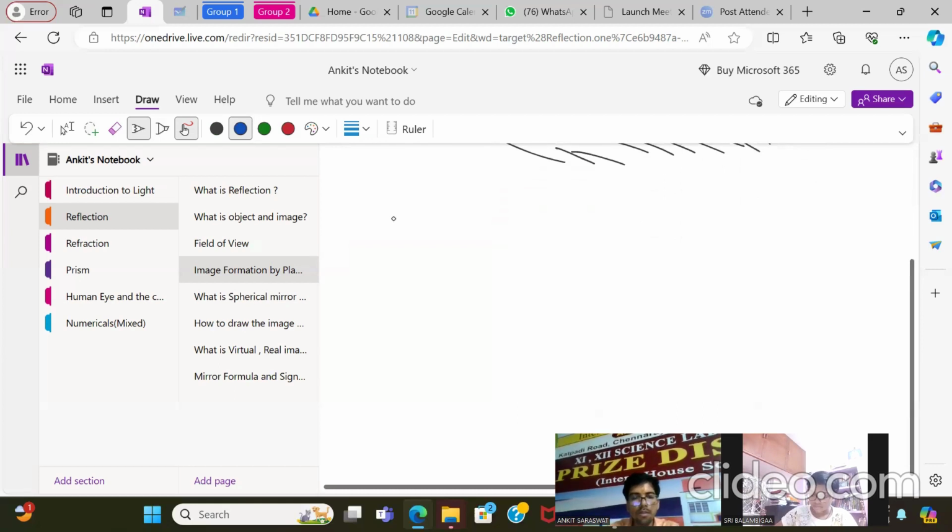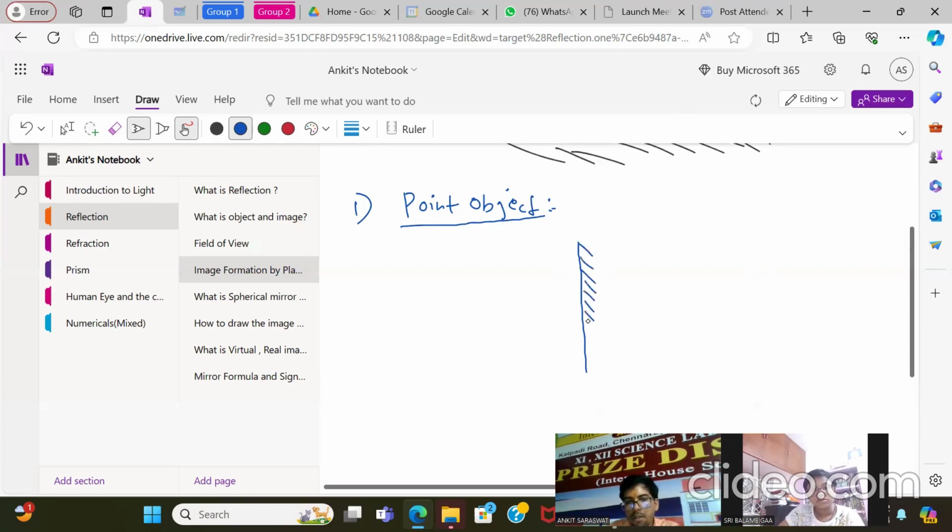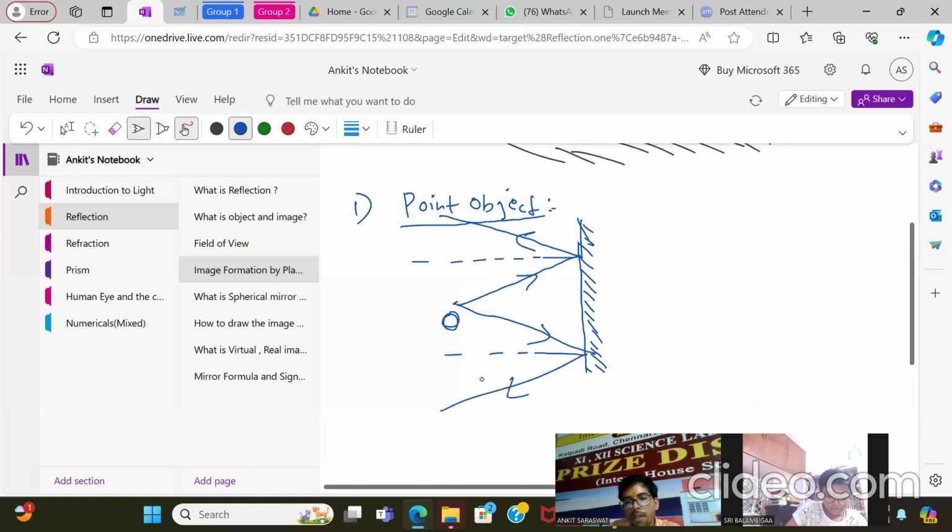So write down the first case. First we will understand image formation by a point object. For example, if I place a plane mirror like this, and this is the point object. Clear? So how many rays are required to form my image? 2 rays. Very good. Just draw two rays like this. Draw the normal. Then it will reflect like this. Here, draw the normal. This is reflected like this. This is the normal.